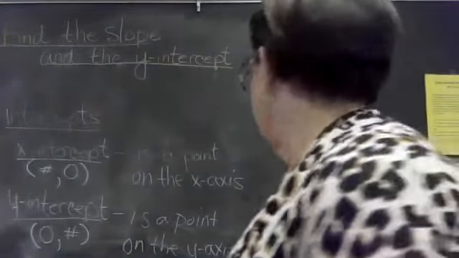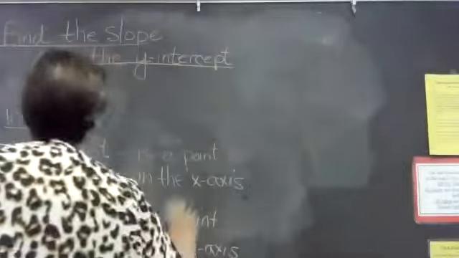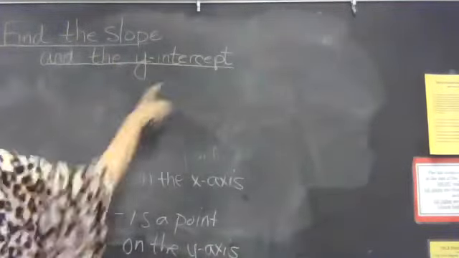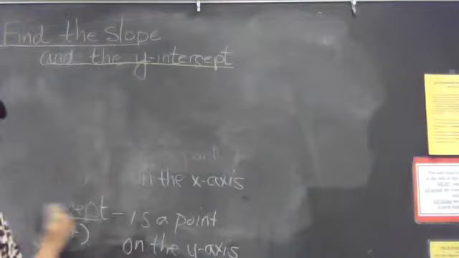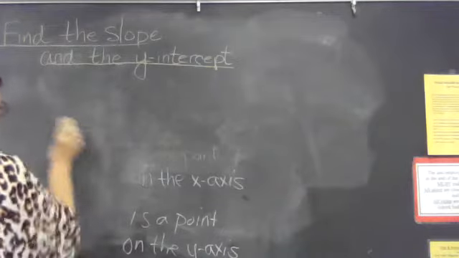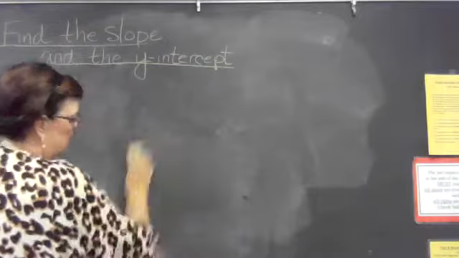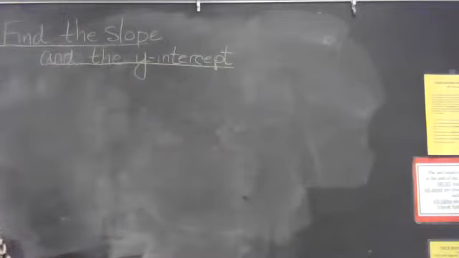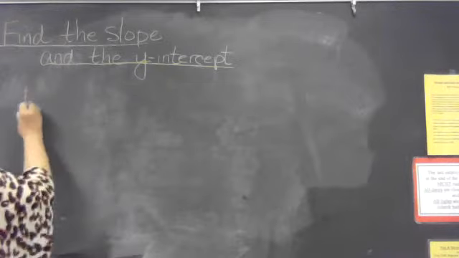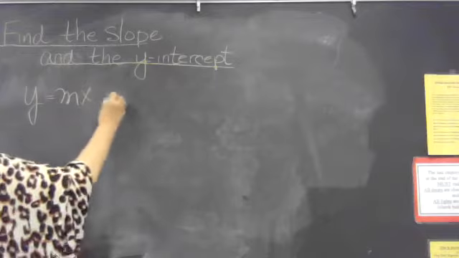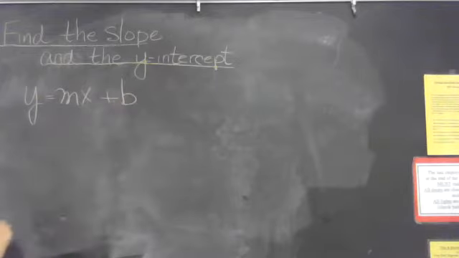Yes, ma'am. All right. So now we're going to go back after I've told you what an intercept is, because right here we're going to be finding the y-intercept. All right. Here is the model that we're going to go by. Y equals mx plus b.